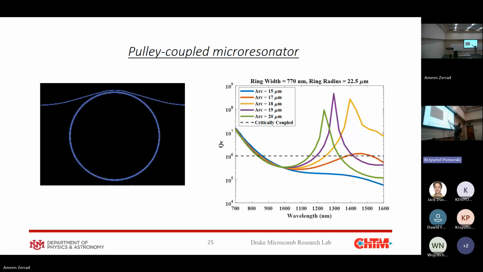Again, this dashed line here is your line of critical coupling. As you can see here, when you have this pulley coupled microresonator, you can be critically coupled at multiple wavelengths, which would be useful for us to efficiently use our microresonator for spectral translation. My advisor Terry has a very interesting paper on pulley coupled microresonators. I recommend you guys read it.